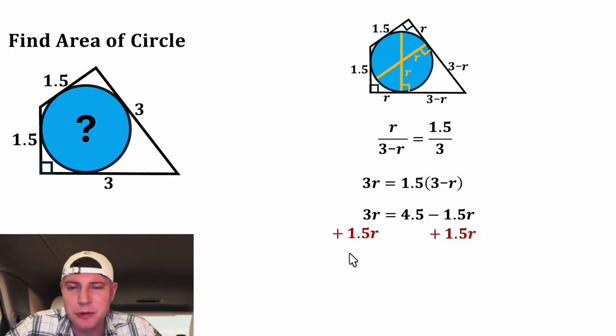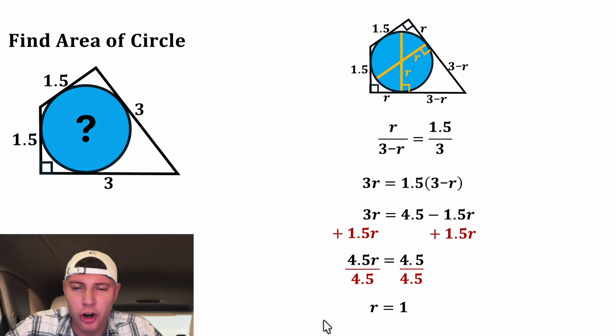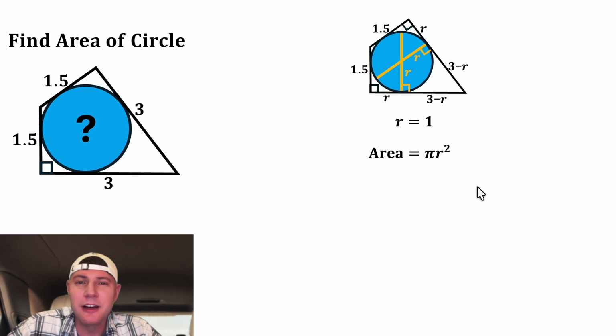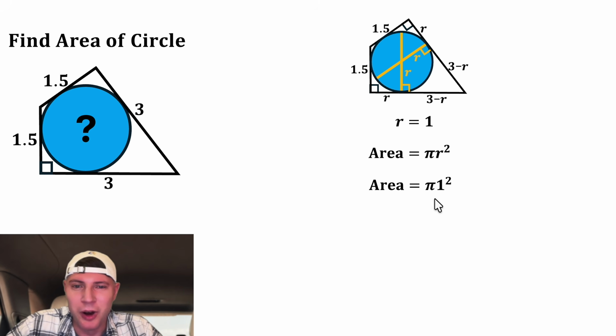On the left-hand side, we have 4.5r. And on the right-hand side, these are going to cancel each other out, leaving us with 4.5. Next, we can divide both sides by 4.5, and that'll give us r is equal to 1. And that's the value of the radius. So now we can find the area of the circle. The area of a circle is equal to pi r squared. So in the place of this r, we can plug in 1. 1 squared is equal to 1, so that means the area is equal to pi.